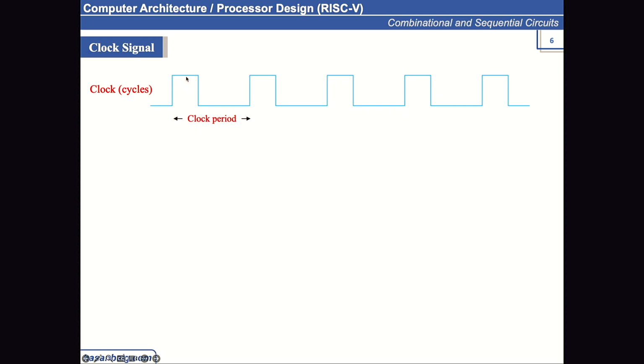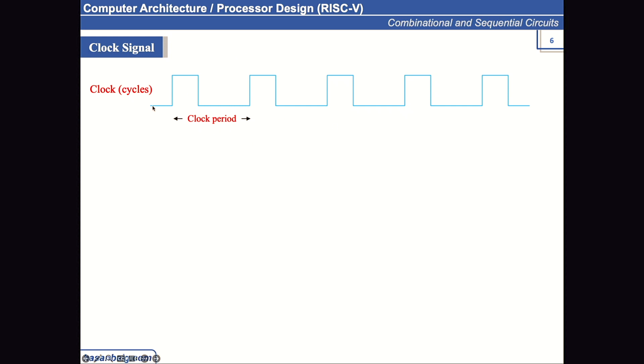So these clock signals are generated by another circuitry, let's call it a clock generator. It will just keep fluctuating the voltage between 0 and 1, 0 and 5 volts, 0 and 5 volts.